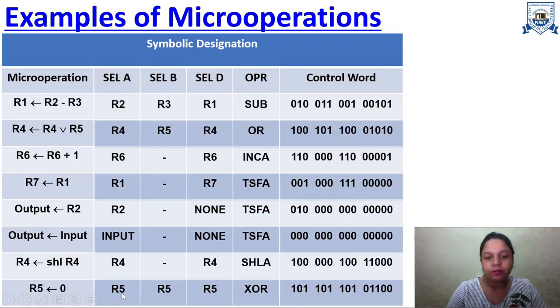See this one, R5, this is the code for R5. Similarly for B and D, R5 is the register. So 101 here, 101 here, 101 here, because all 3 registers are R5. And next, the operation binary code, that is 01100. So this is how, if we have any micro operation, we can make the control word, and this control word is what the register organization uses to give the output.